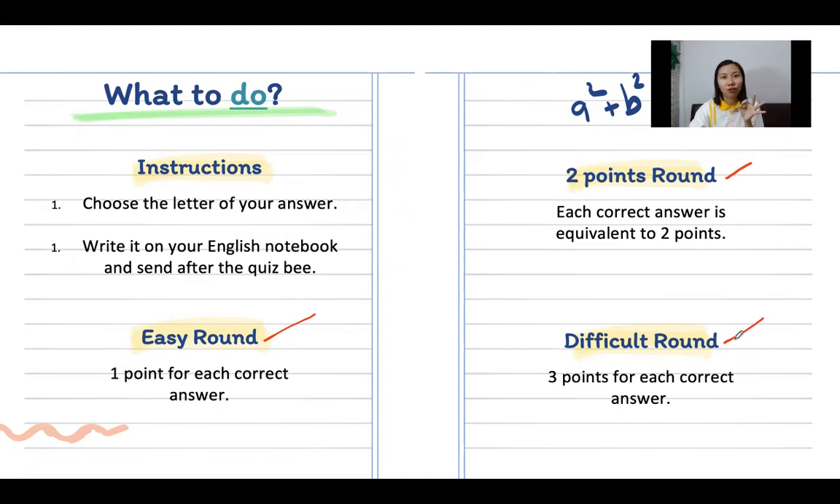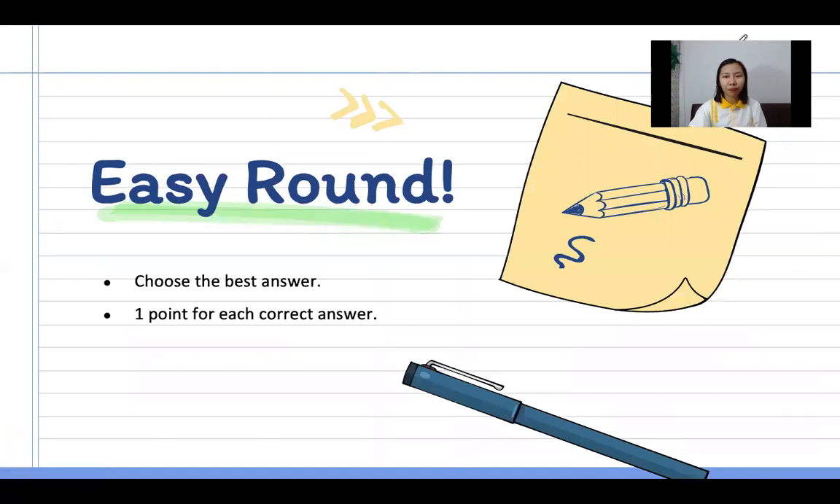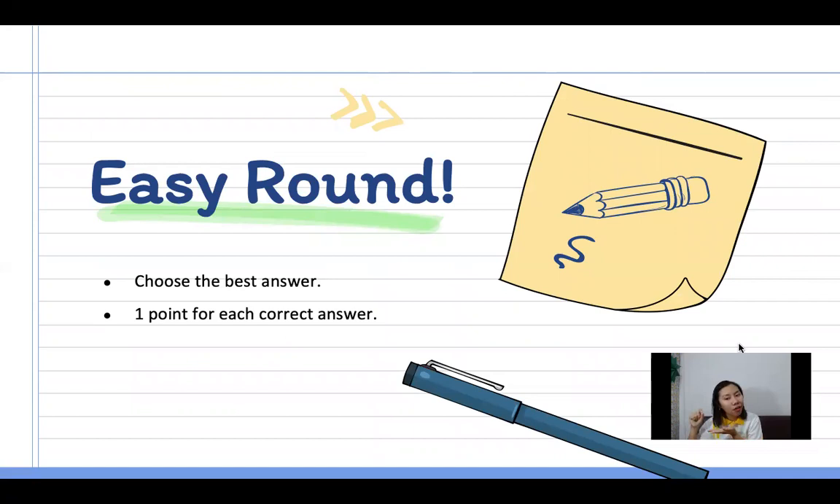So again, get your English notebook and get ready. Before we go, you need to write in your notebook first: Easy round number one. Write easy round in your notebook.